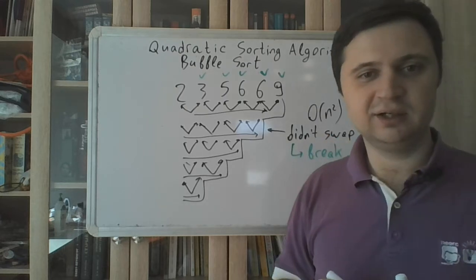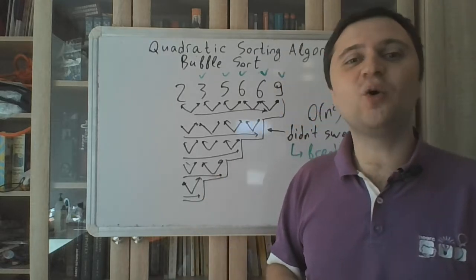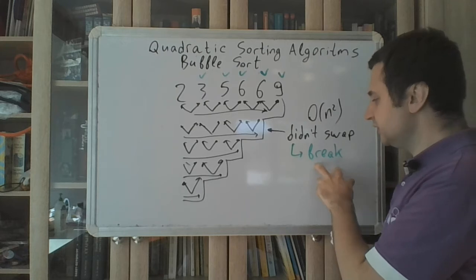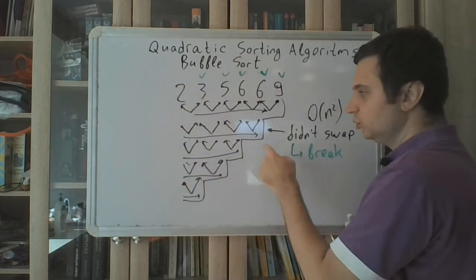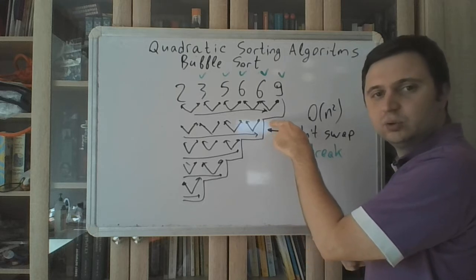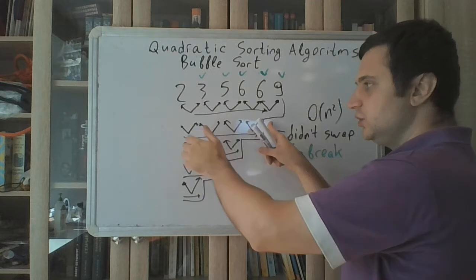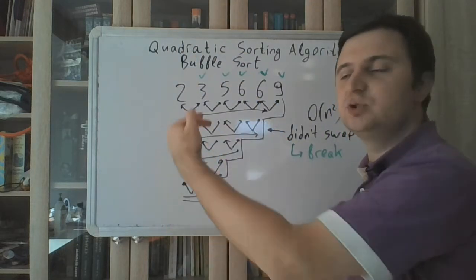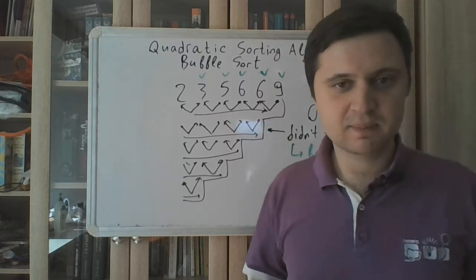So in your programming languages, I hope that there is a break operator, the break phrase that you can use to break the outer for loop. So if some inner for loop didn't do any swaps, you break the outer for loop. You don't do the other iterations. It's exactly what the break operator does.